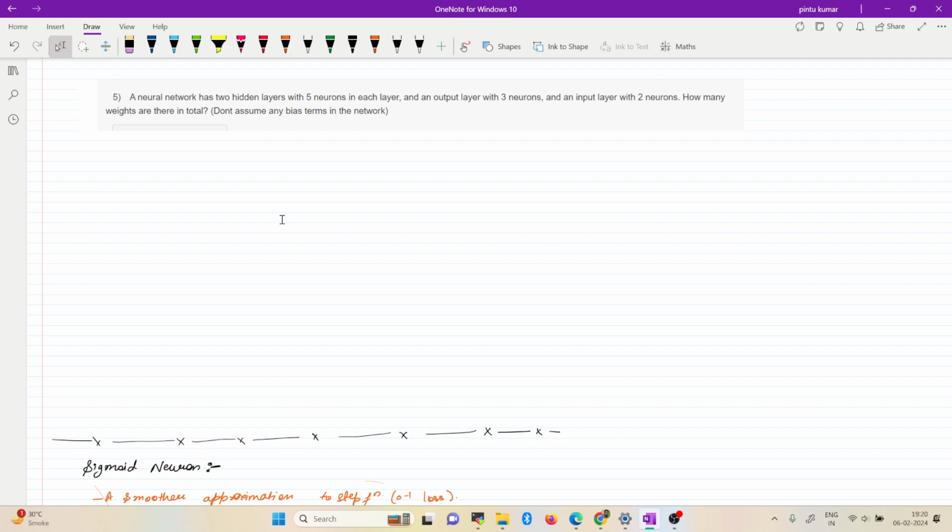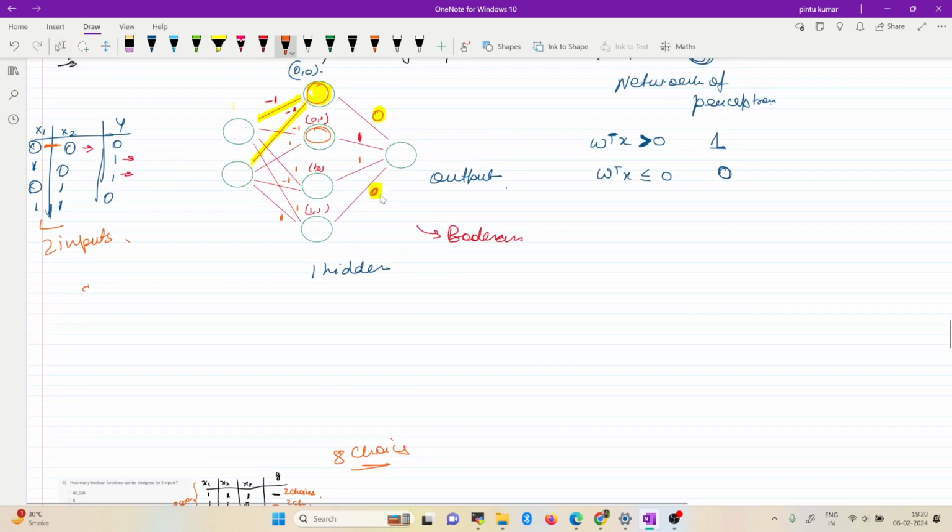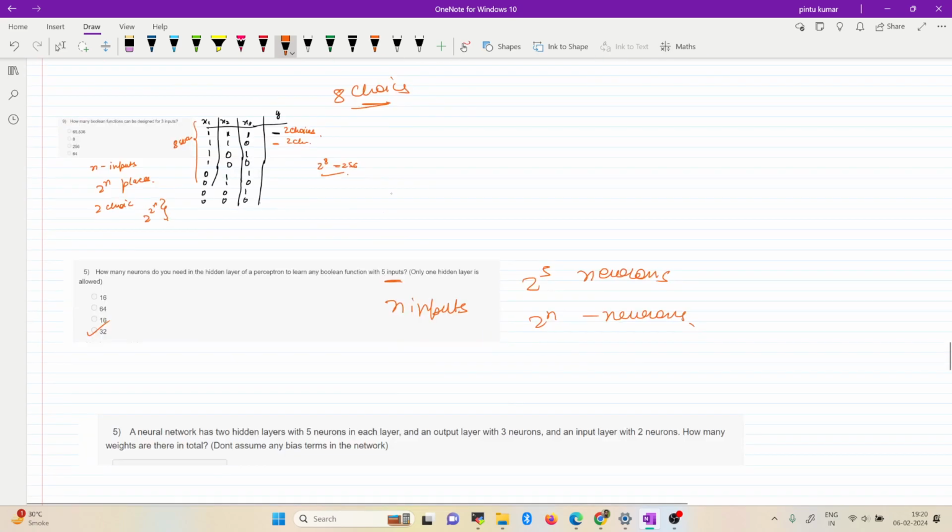There is a neural network that has 2 hidden layers with 5 neurons each. The output layer has 3 neurons and the input layer has 2 neurons. How many weights are there in total to learn? These connections will have some weights corresponding to them. Right now I have explicitly written the weights, but in practice these weights won't be available to you. These are the weights that you need to learn so that your data fits well.